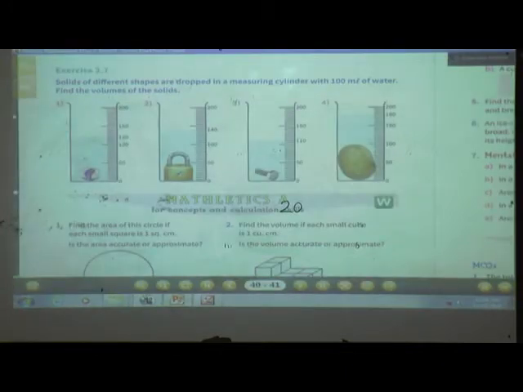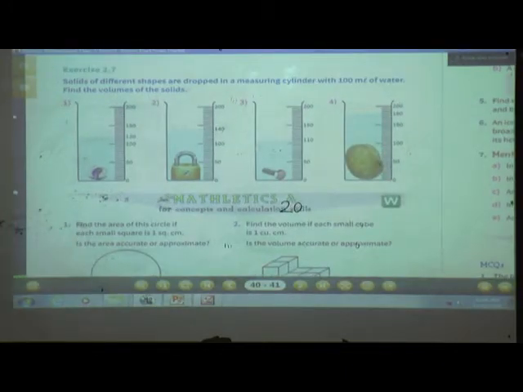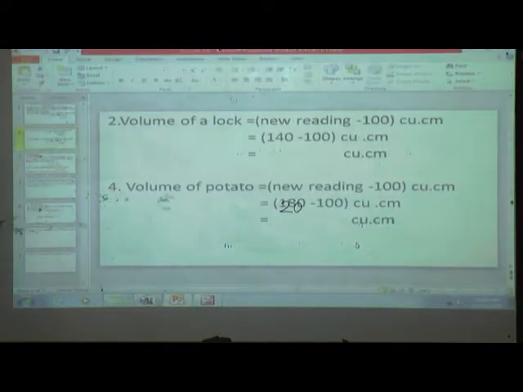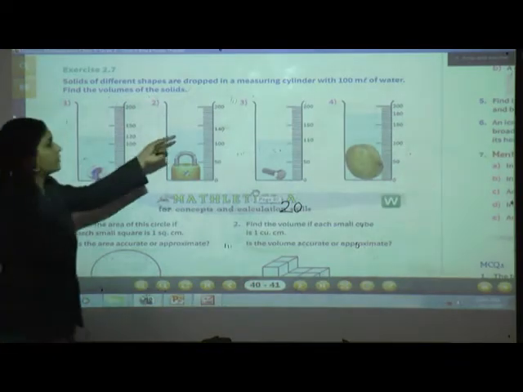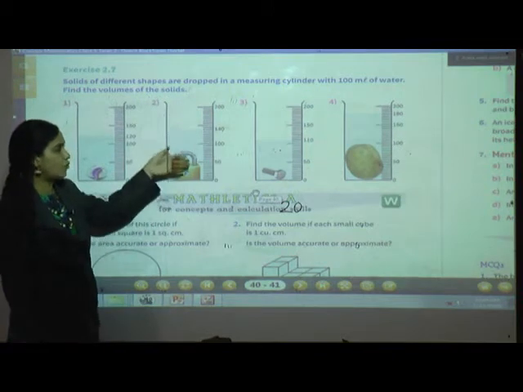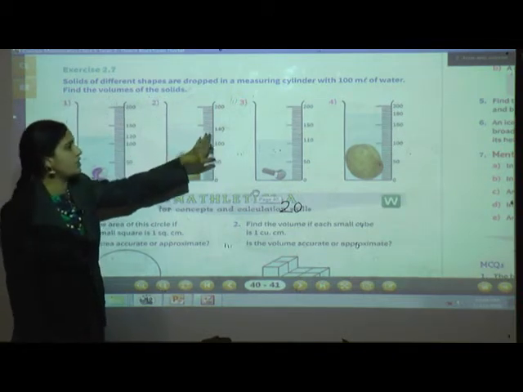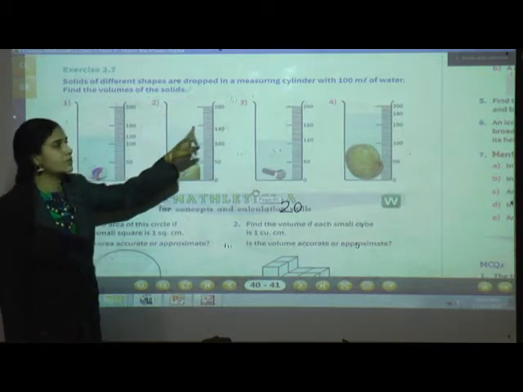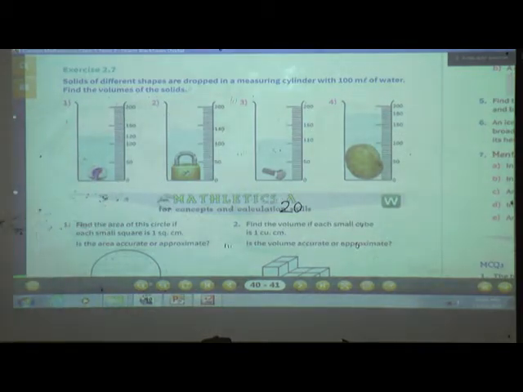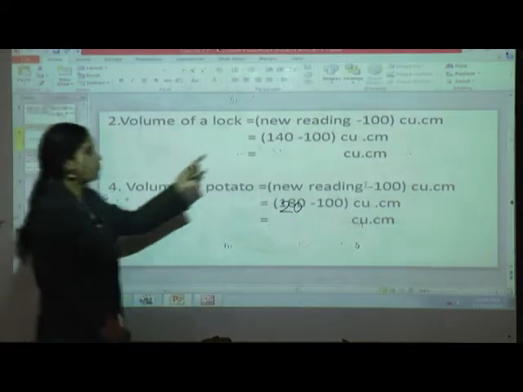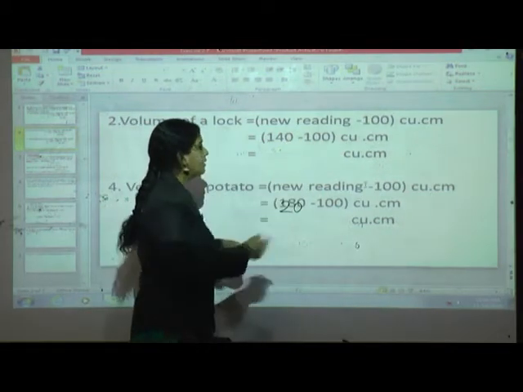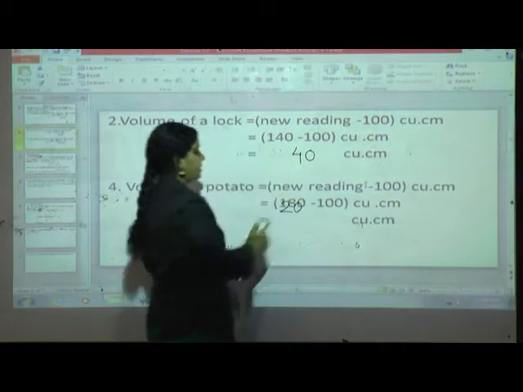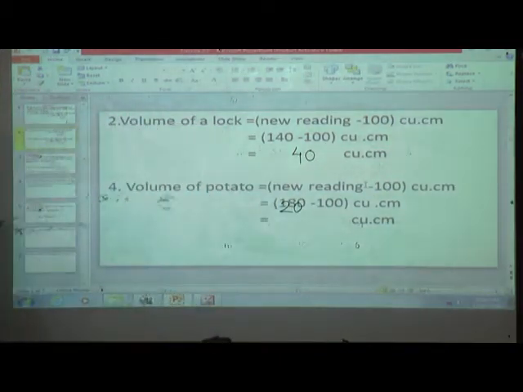What is this, students? Here is a lock. When you put this lock in the measuring cylinder, the water level rises up. What is the new reading? Here 140. Subtract 100 from 140 and you will get the volume of the lock. The answer is 40 cubic centimeter. So the volume of the lock is 40 cubic centimeter. Now we will see the next one.